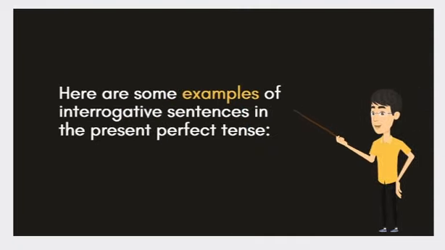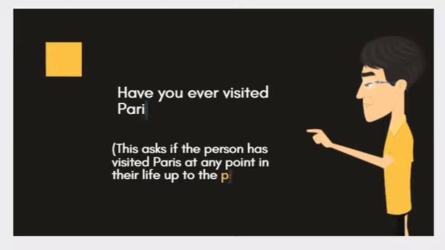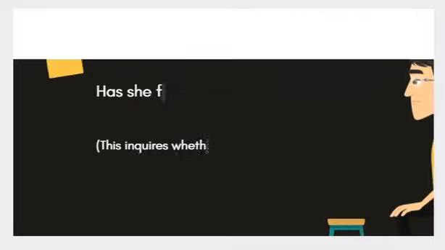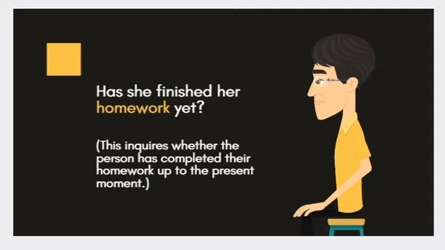Here are some examples of interrogative sentences in the present perfect tense. Have you ever visited Paris? This asks if the person has visited Paris at any point in their life up to the present. Has she finished her homework yet? This inquires whether the person has completed their homework up to the present moment.